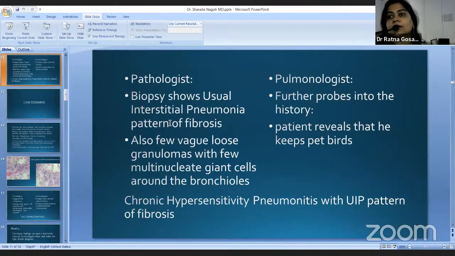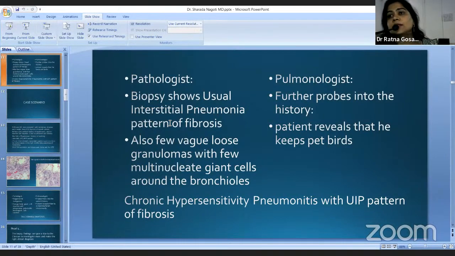So now, what is the final diagnosis? Is it IPF still? No. Now it is chronic hypersensitivity pneumonitis with UIP pattern of fibrosis. So this is the reason why I said UIP on biopsy is not always IPF clinically. There are other entities like chronic HP which may cause this UIP pattern of fibrosis.